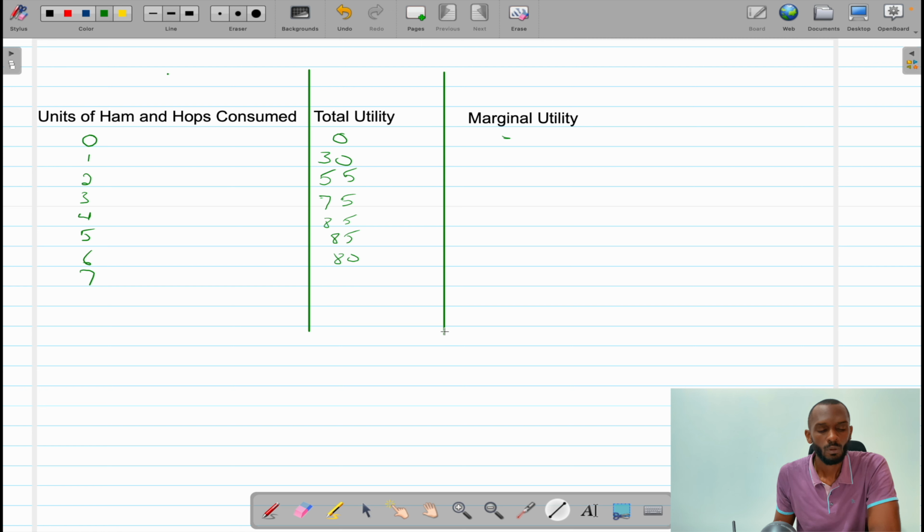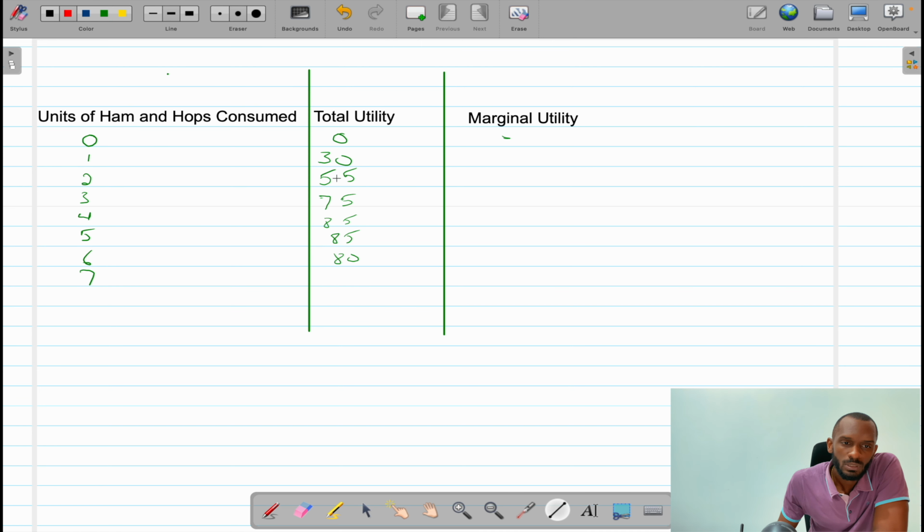We can see here, let's look at units of ham and hops consumed, consuming successive units of this. This is the only good available for us to eat on the market. As very hungry individuals, the first one we consume gives us 30 utils. What is the change in utility here? We have total utility, and we have marginal utility. Good. So we consume one, our very first unit of ham and hops, and our utility changes by 30. Marginal utility in this case is 30 as well.